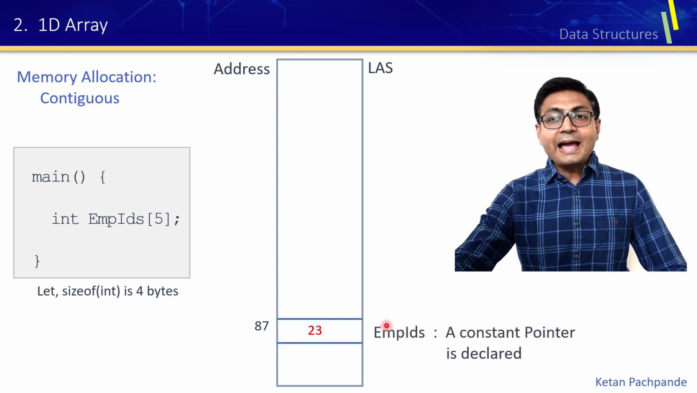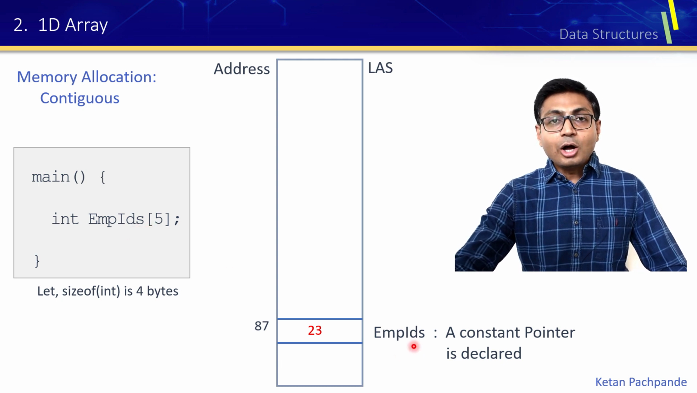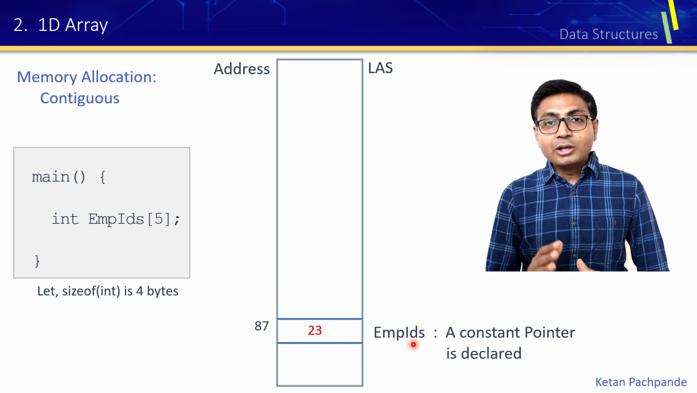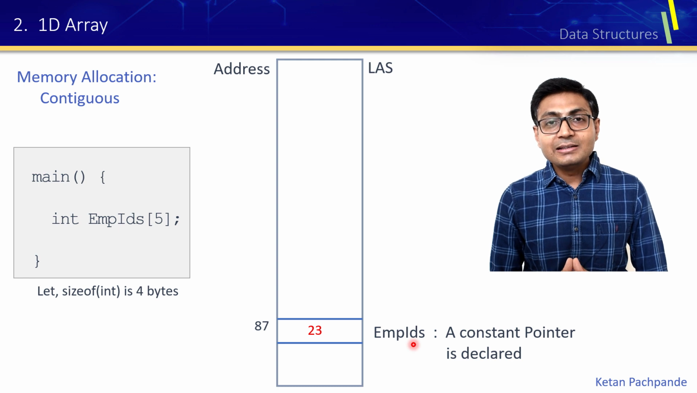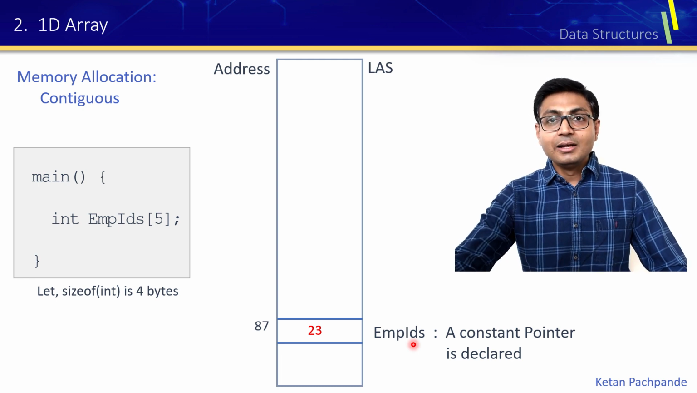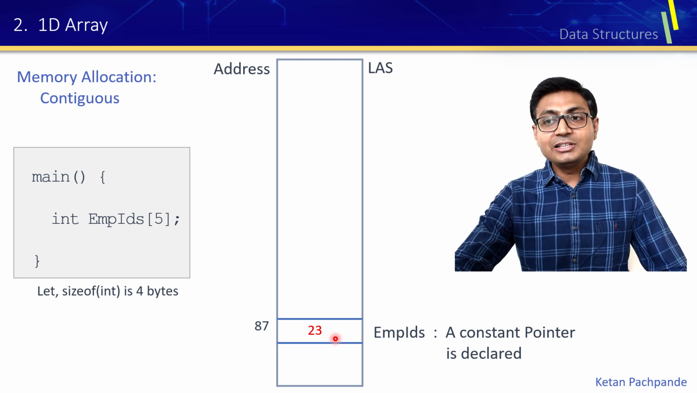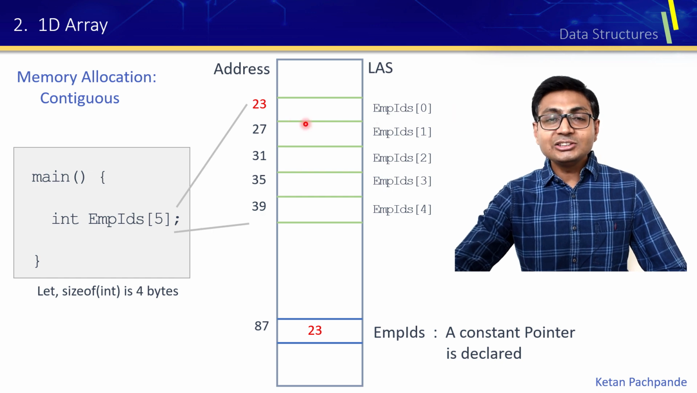When you define an array, the name of the array, here empIDs, is declared internally as a constant pointer. Constant means whose value cannot be changed. And empIDs is a pointer here, meaning it is going to hold an address. Which address is it going to hold? It is going to hold the address of the first element of the array.